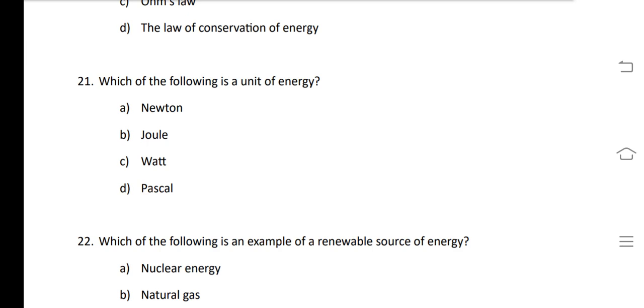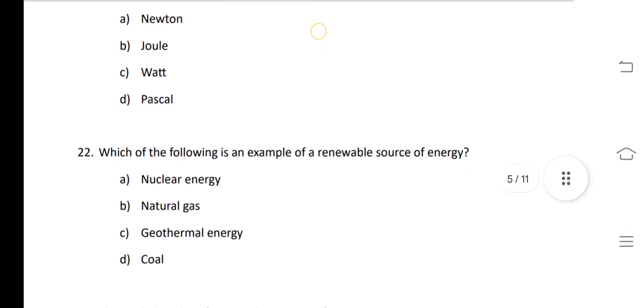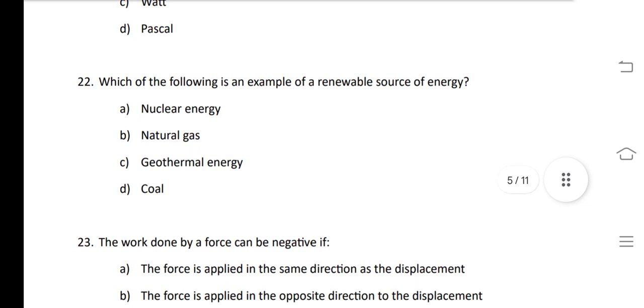joule. Our next question is, which of the following is an example of a renewable source of energy? That is natural gas. No, that is geothermal energy.